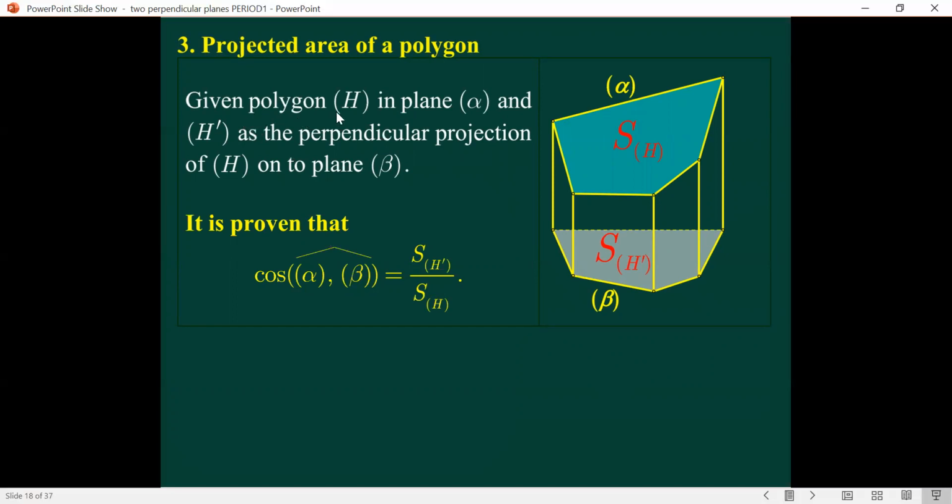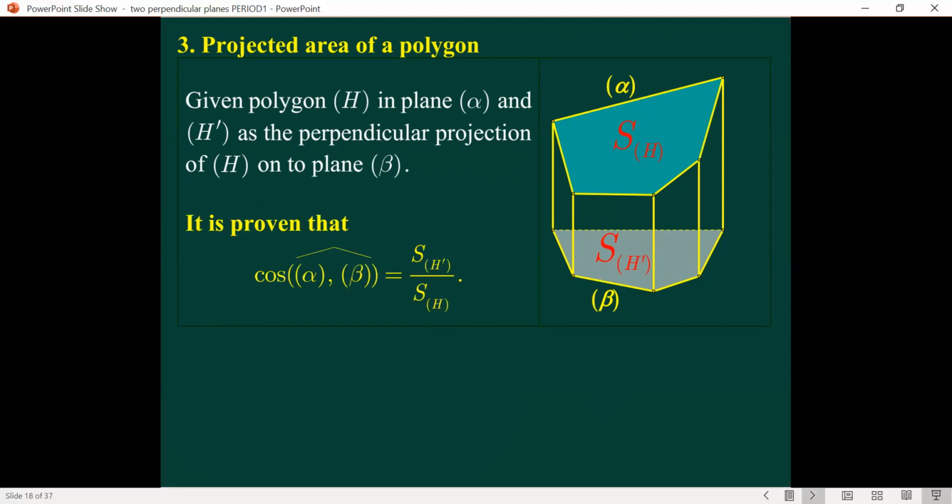Given a polygon H in plane alpha and H' as a perpendicular projection of it onto plane beta, we can prove that the cosine of the angle between plane alpha and beta equals the ratio of the area of polygon H' over the area of polygon H. This formula is another way to find out the angle between planes.